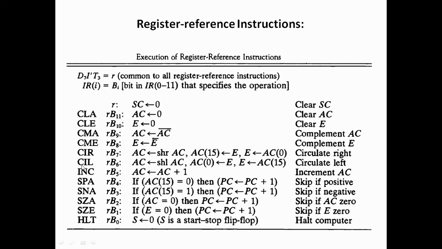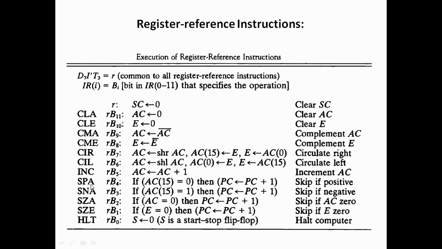In the same way, if I have to do CIL, that is circular left, I have to shift the contents of AC to the left in a circular way. So I will take the most significant bit of AC, put it in E, shift the bits of AC to the left, and that E will be put at the least significant bit. So this is circular left. And this increment AC is this B5. So AC will be incremented by, obviously, 1.